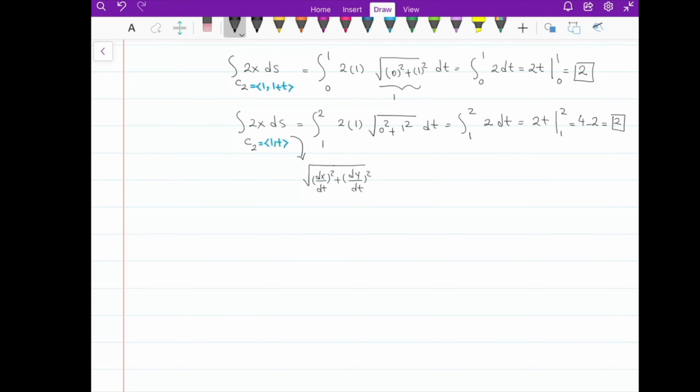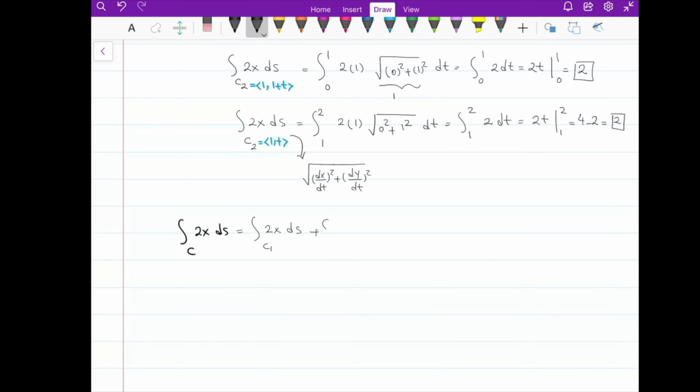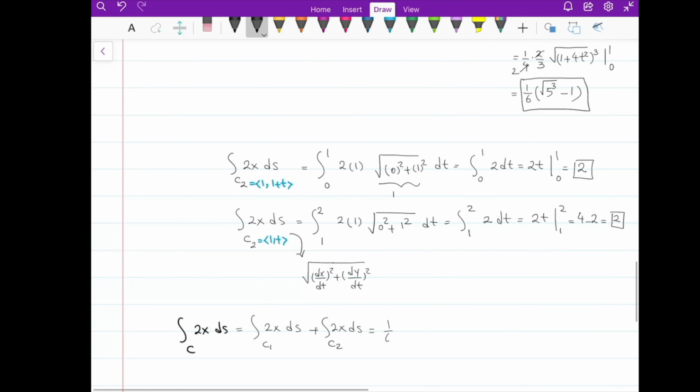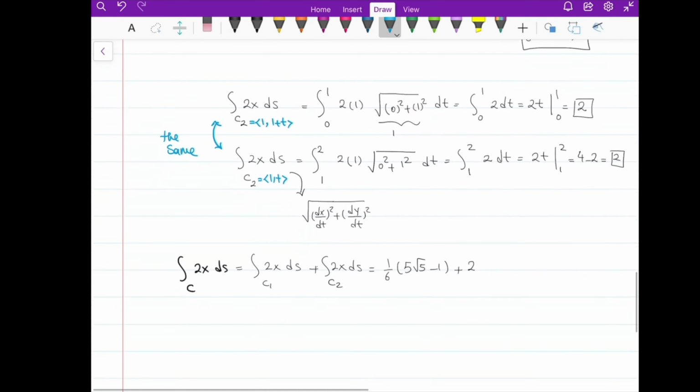The same thing. So now the integral of 2x ds over the curve C, which was the integral of 2x ds over C1, plus the integral of 2x ds over C2 is, what was the first one? It is this one, which is 1 over 6 times (5 root 5 minus 1), plus this one in here, which is just 2. Okay, and as you see, these two are the same. With different parameterizations, we get the same answer for the line integral.